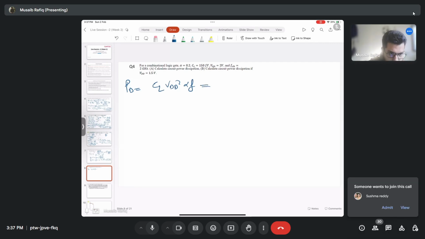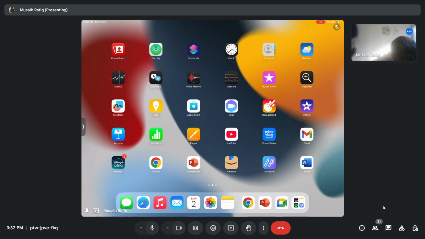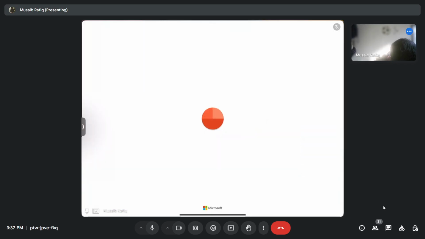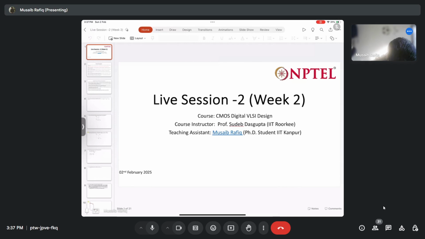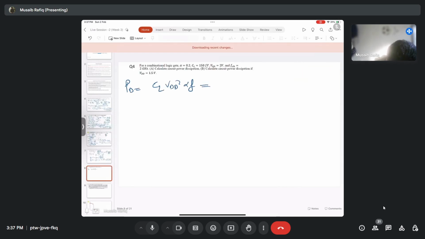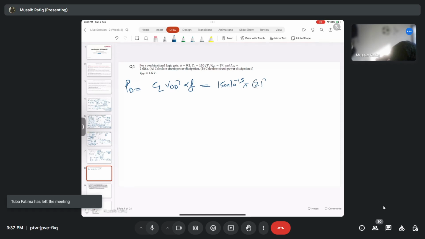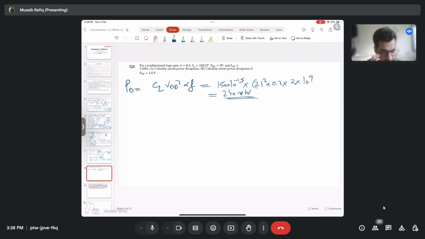So plugging in the values. It's CL VDD square alpha F. CL is 150 times 10 raised to power minus 15, VDD is 2 squared, alpha is 0.2 and F is 2 gigahertz, so 2 into 10 raised to power 9. Once you do the math, it comes out to be 250 microwatt. You can cross check the numbers.